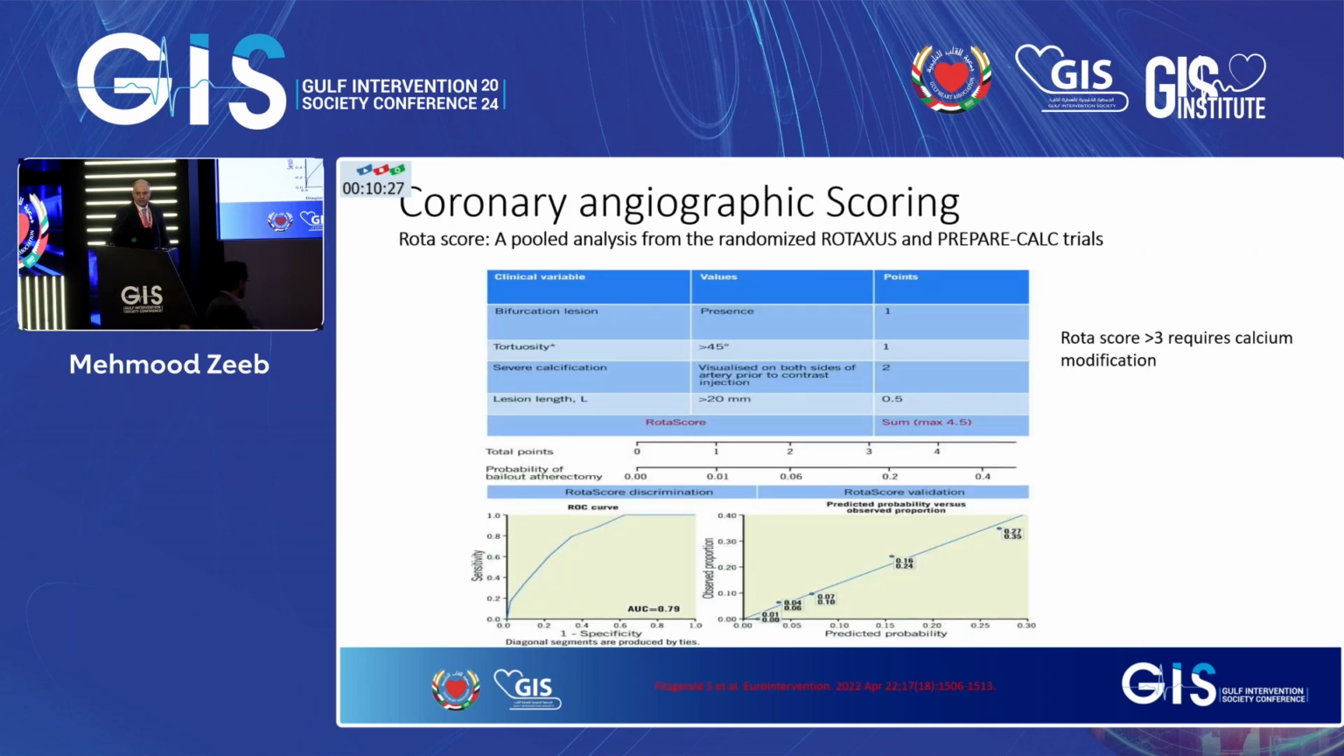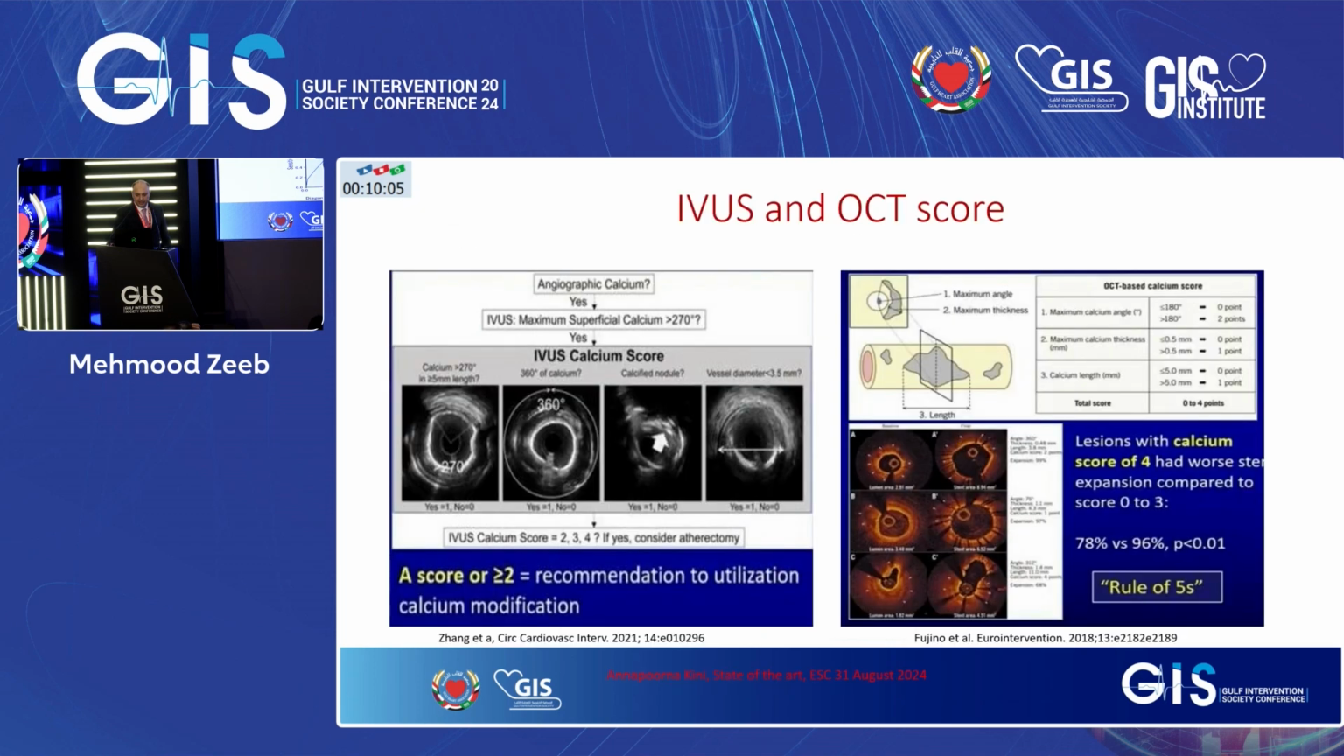Various scoring systems have been devised to determine whether plaque modification devices are required, and one of them is the ROTA score. A score of more than 3 is proposed to require plaque modification, and it's based on whether the lesion is a bifurcation, the tortuosity of the lesion, severity of the calcification, and length of the calcification. Similarly, scoring systems through IVUS and OCT have also been devised based on the length and the arc of the calcification in IVUS, and additionally the thickness with OCT.